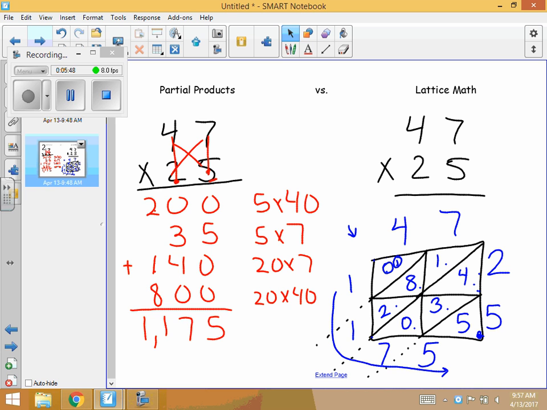And if you want some more information on the partial products and lattice math, I'm having students use their SRDs, pages 68 and 69. And you can also go to the Everyday Math site. Another option is the unit letter that was sent home at the beginning of Unit 9 that also has some examples there. Thank you.